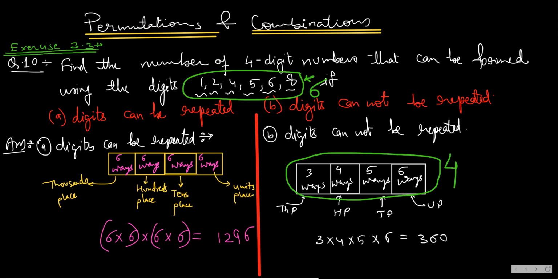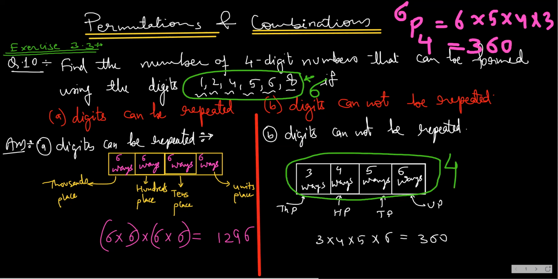So I could have directly applied the permutation concept, that is 6P4. And what is 6P4 equal to? You have to start from 6 into 5 into 4 into 3. 6P4 is equal to 360. Okay, 360.